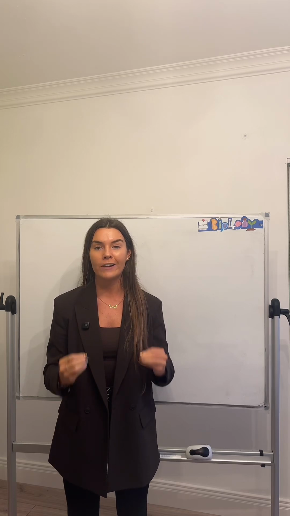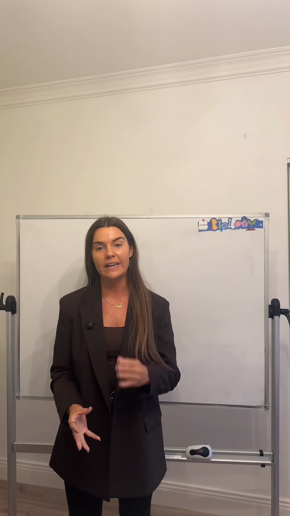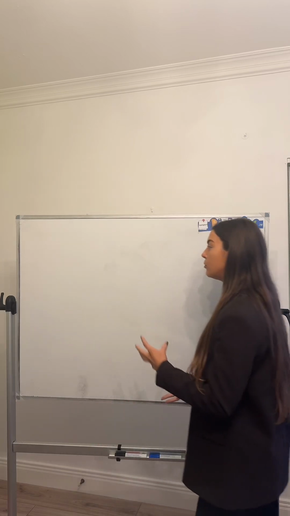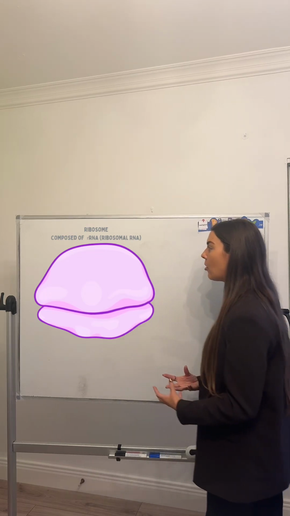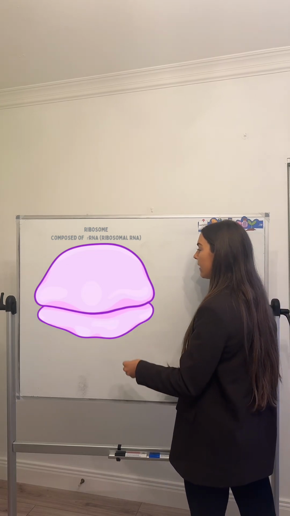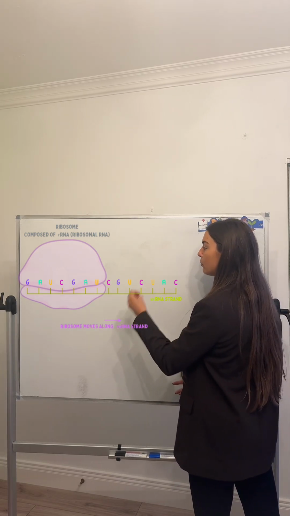Remember, mRNA is single-stranded, it's carrying the code to make the protein, and now we're going to talk about where that's going to go. So we have the organelle where proteins are made called the ribosome. The ribosome is made up of another type of RNA called rRNA, which stands for ribosomal RNA. So the single-stranded mRNA is going to bond with the ribosome.